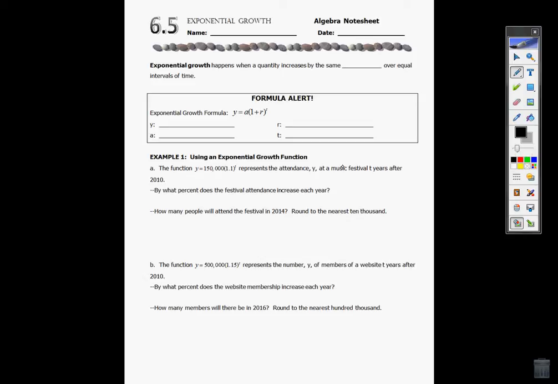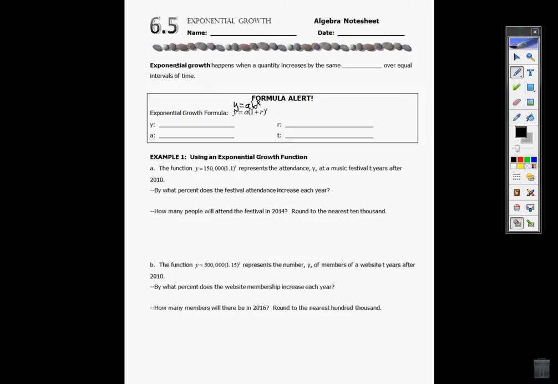Hello again, everybody. Today we're looking at 6.5, exponential growth. So again, we're looking at exponential equations, just like this one right here. y equals a times b raised to the x. Now, in this case, we're looking at b being kind of like a 1 plus r type situation. But we'll get into that in a minute.